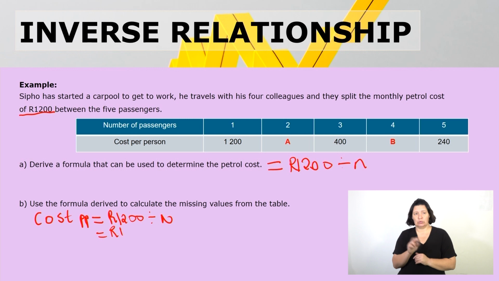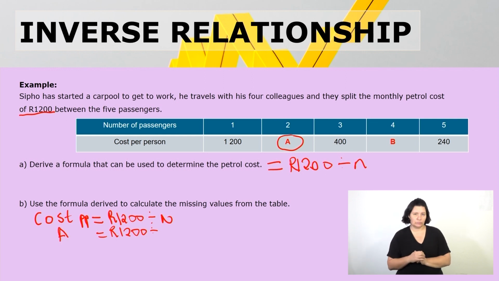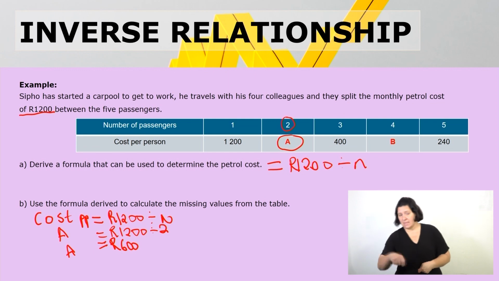So we have 1,200. Remember, we are looking for missing value A. So it will go there. How many people in A will be traveling together? It will be 2 people. This one is easy, guys. So when we say 1,200 divided by 2, I know you know this one. What do we get? We get 600. It means 2 people traveling together will each pay 600.